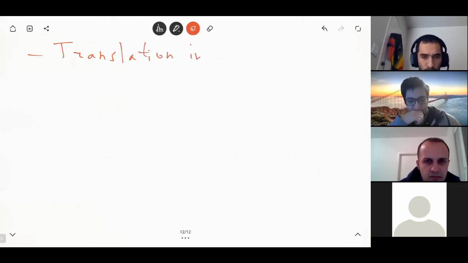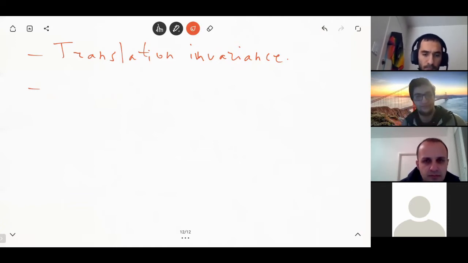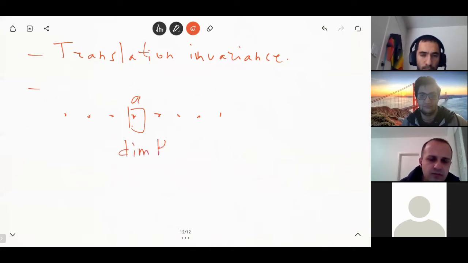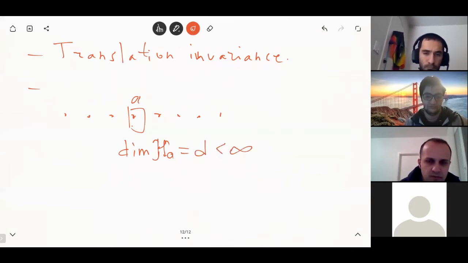Translation invariance is one requirement. The second requirement is that we just have a lattice system with finite local Hilbert space dimensions. So basically we have a regular lattice over here, and each node, let's say it is node A, the dimensionality of the Hilbert space around this A is equal to some d, which is not infinity. So this is the main setting here.